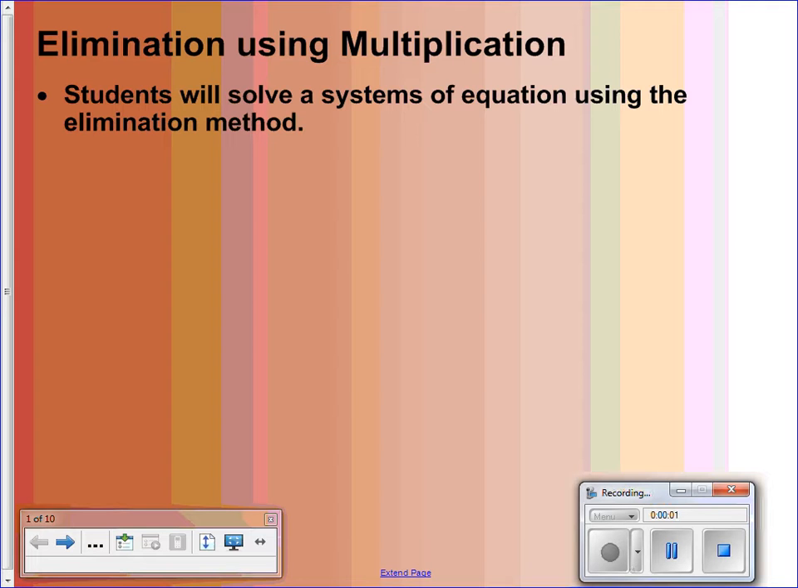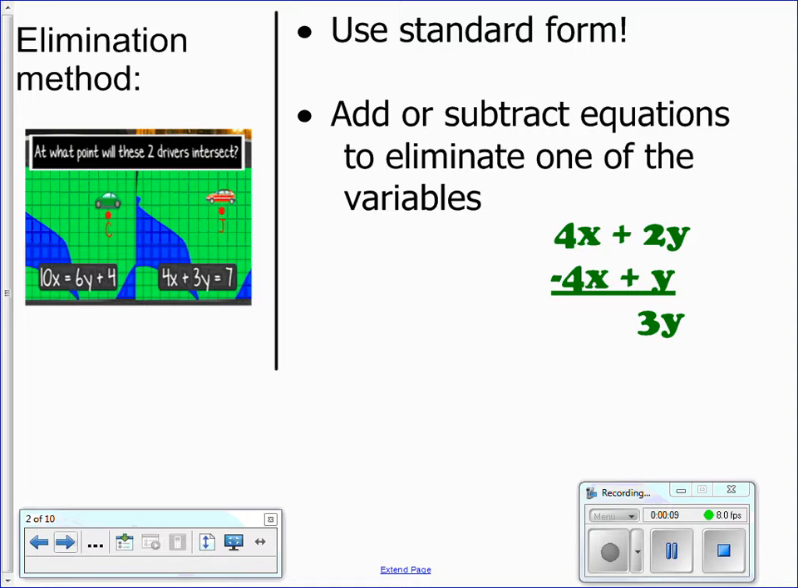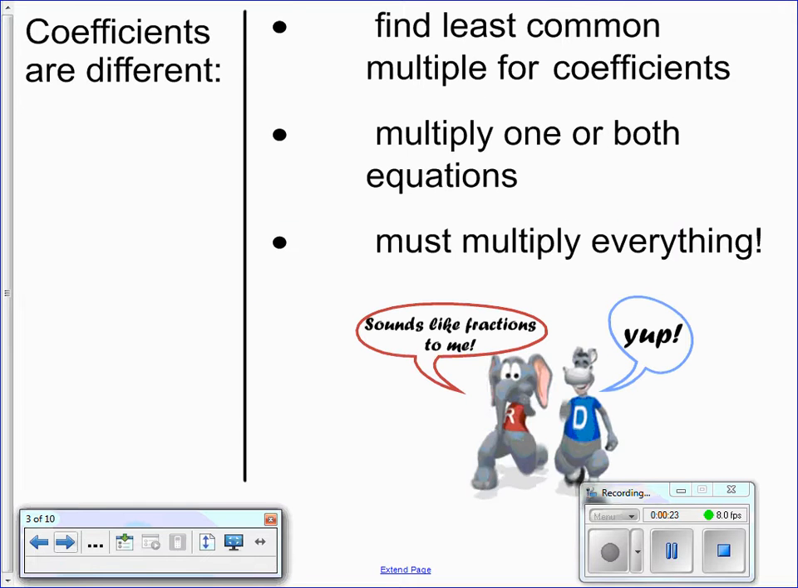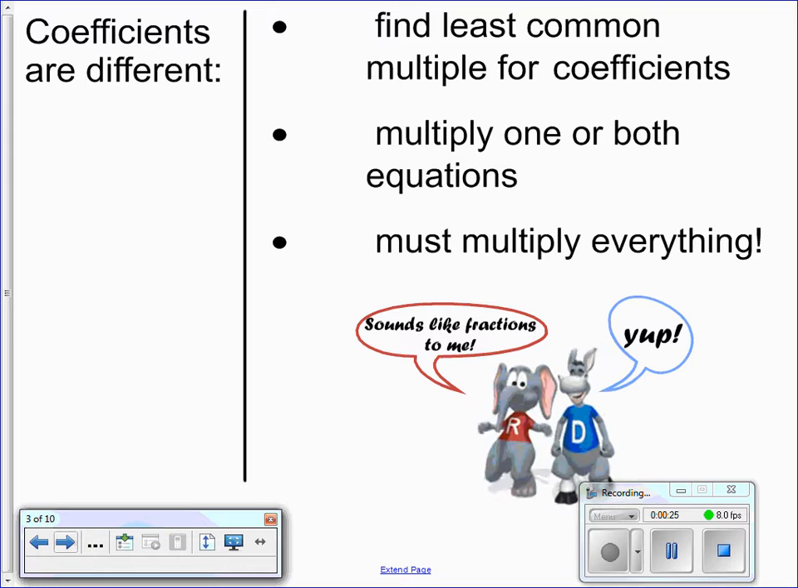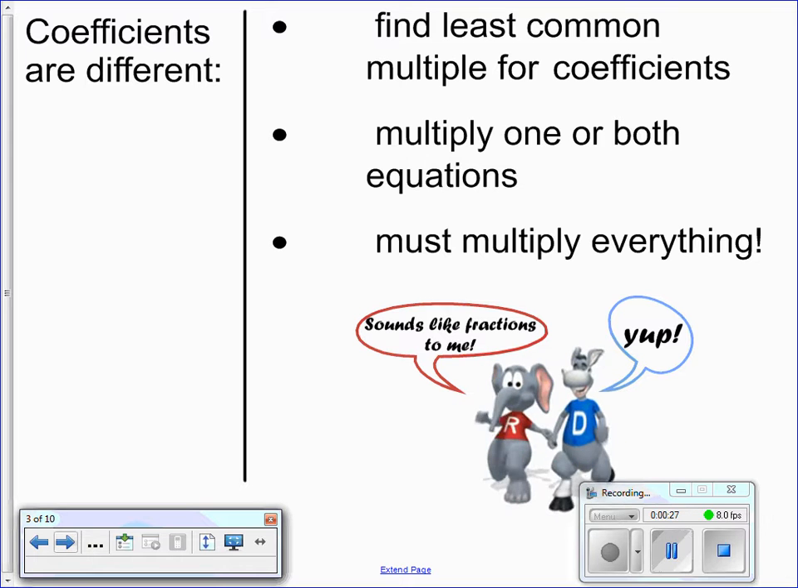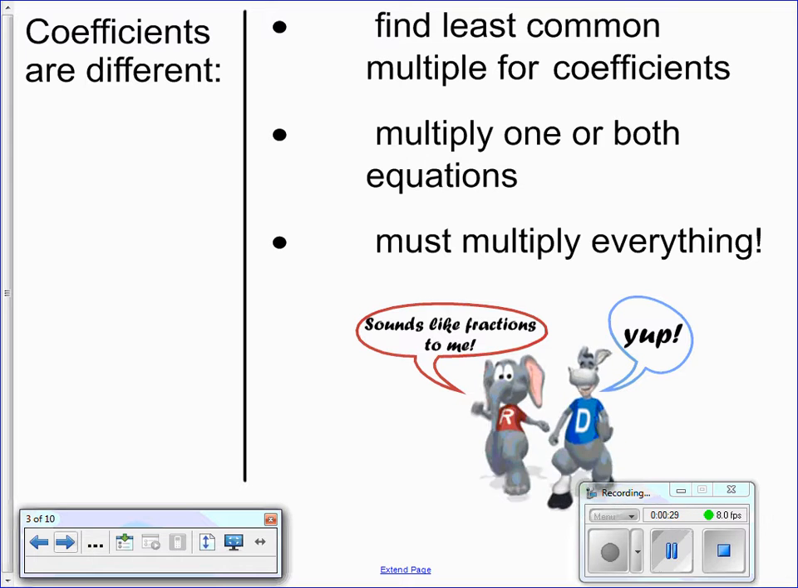In this lesson, we'll be doing elimination to solve a system of equations, but we'll have to add multiplication in there. So in our elimination method, we use standard form, and we either add or subtract one of the variables. When they have the same coefficient, easy, we know what to do. It's when they don't have the same coefficient that makes it a lot harder. So that's when we have to find our least common multiple for those coefficients.